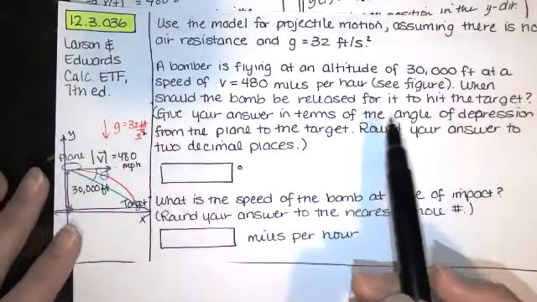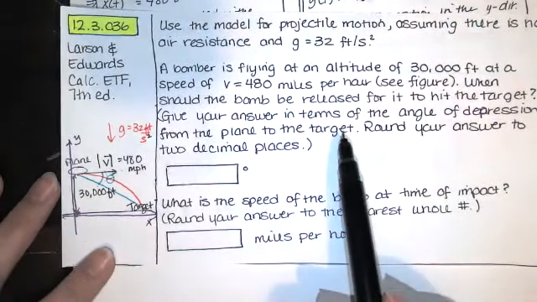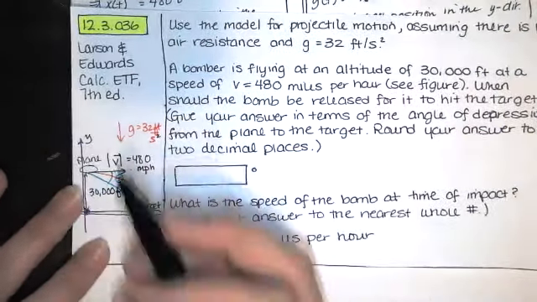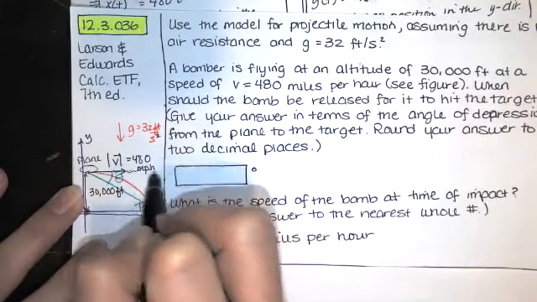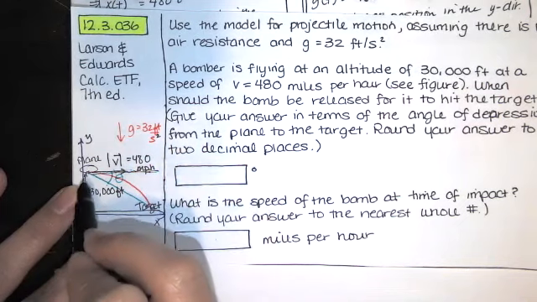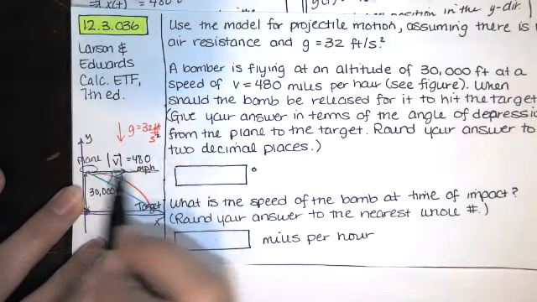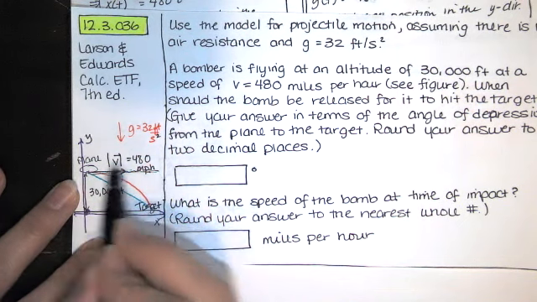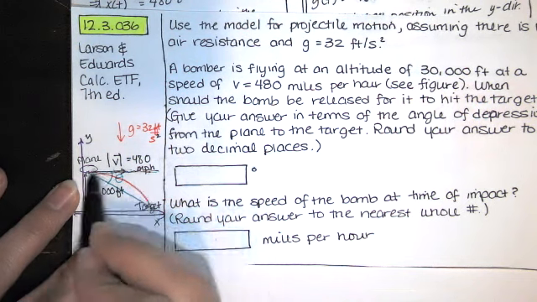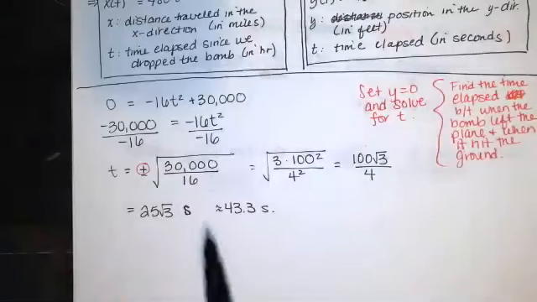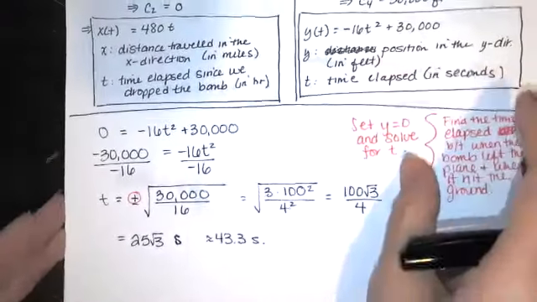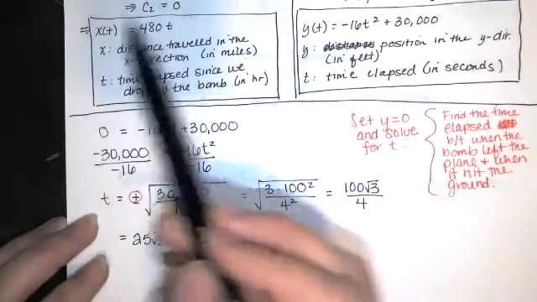What we were asked for is the angle of depression from the plane to the target. We're asked to round to 2 decimal places. In order to find that angle of depression, I need to know this distance that we traveled in the x direction from the time that bomb left the plane to the time the bomb hit the ground. I need that distance and this distance. Now we know that this distance is 30,000 feet. We don't know the distance traveled in the x direction over that time period. But now we know how much time has elapsed. Since we know how much time has elapsed and we know how x varies with time, we can figure out what that distance traveled in the x direction was.